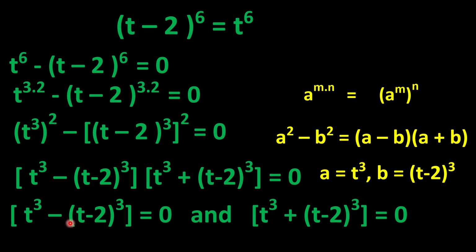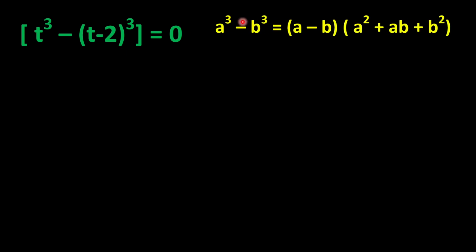So for the time being, we take this equation: t cube minus (t minus 2) power 3 equal to 0. Now this equation is in the form of a cube minus b cube. So according to the a cube minus b cube formula, a cube minus b cube equal to (a minus b) into (a square plus ab plus b square). So here a equal to t and b equal to t minus 2. So let's expand this equation according to this formula.